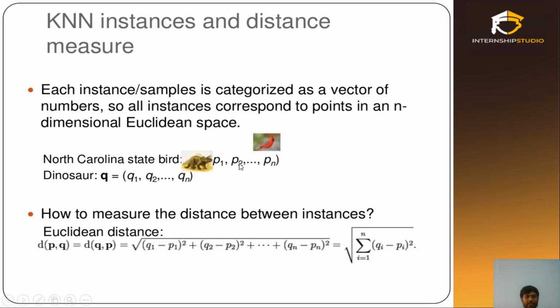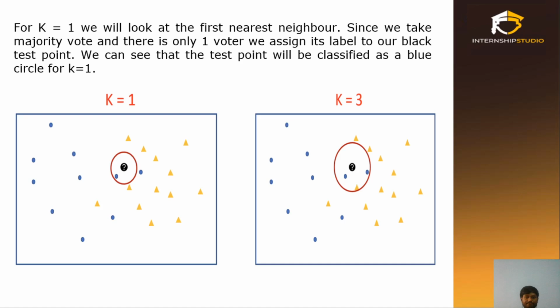So you have p1, p2, and so on. This bird is one vector, and your dinosaur is one more vector. You are going to calculate the Euclidean distance between these two different vectors, and based on the distance metric, you are going to perform the classification. This is the elementary math, right? This is how we calculate the Euclidean distance: the equation using which you perform the calculation to get the Euclidean distance between two different vectors or two different data points.